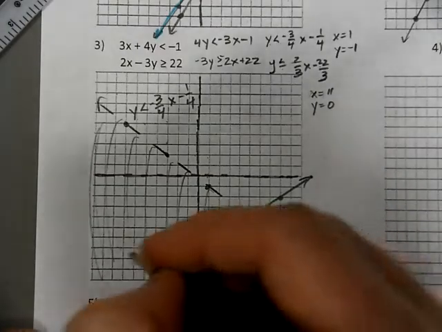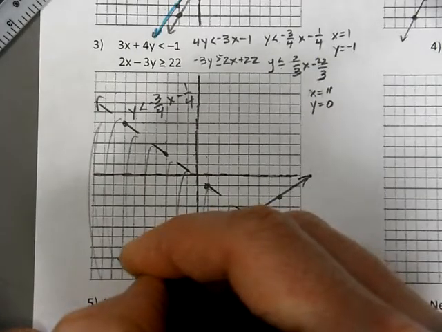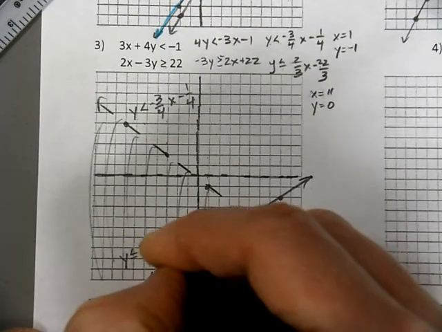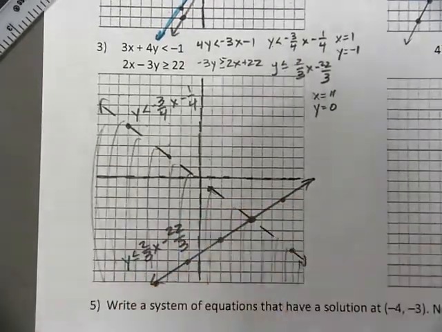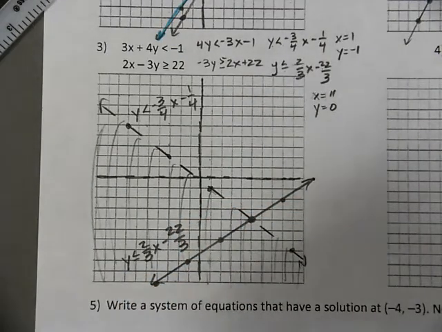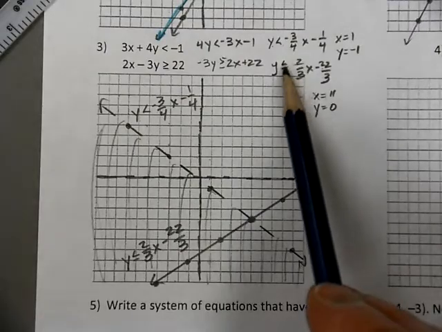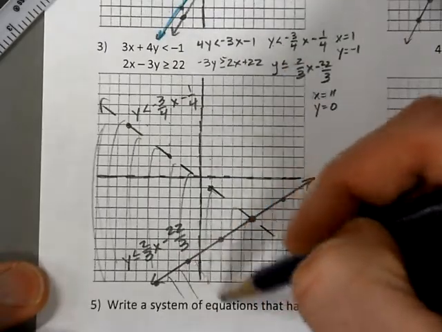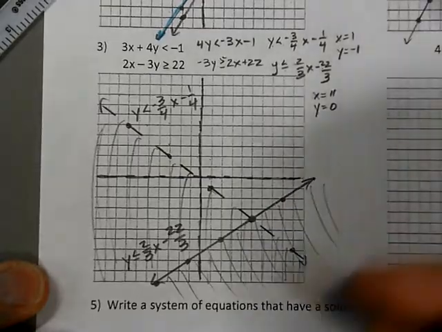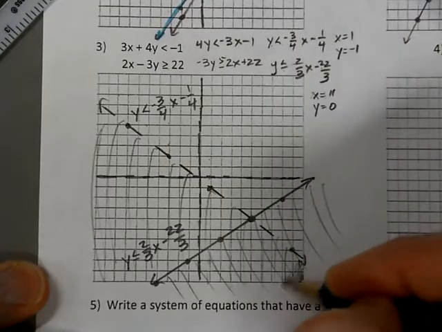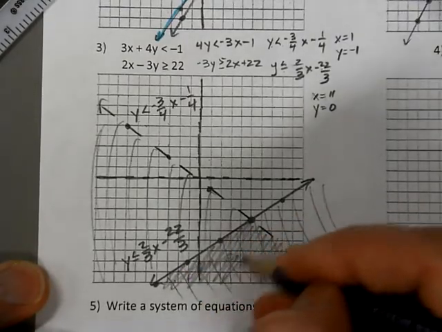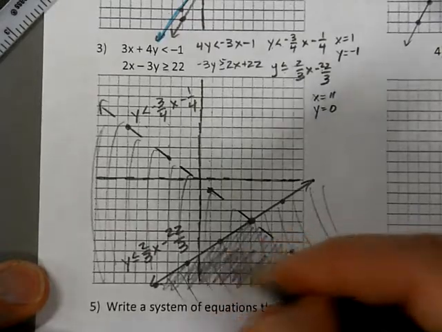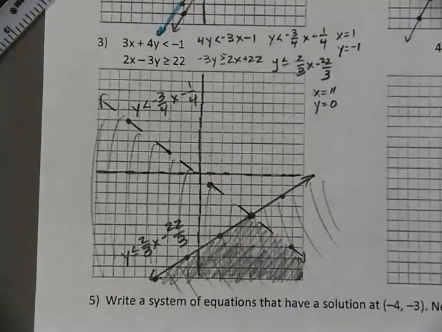So we can label our graph as y is less than or equal to 2/3 x minus 22/3. And the shading in this case is also down. So it looks like our double shaded region falls in here. You want to make that a little bit darker so it's very clear where our solution is. Good job.